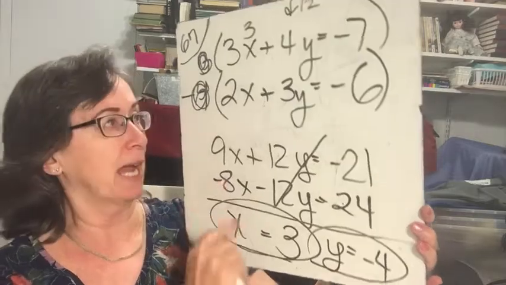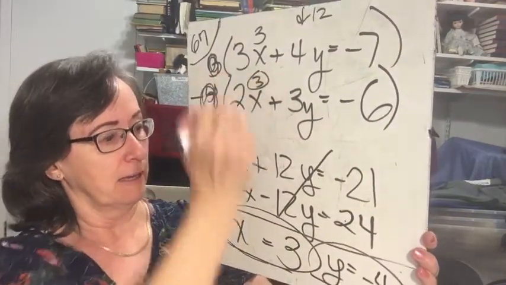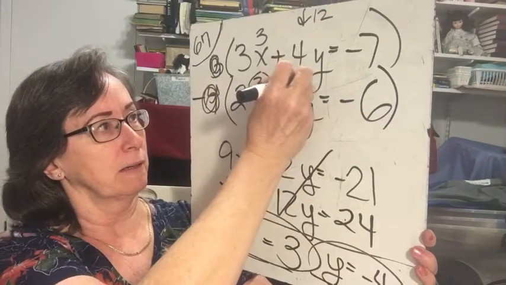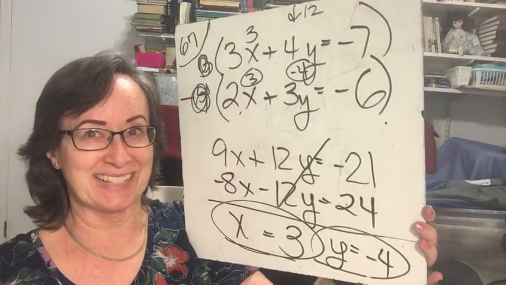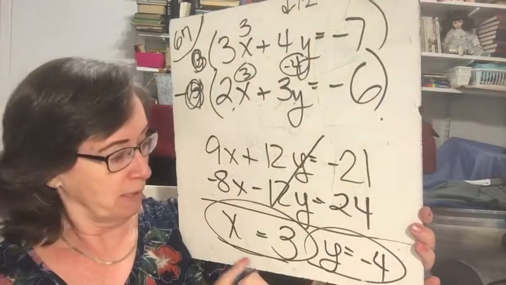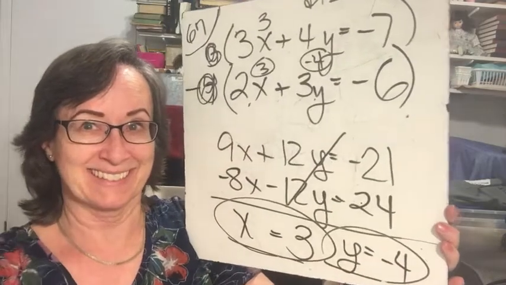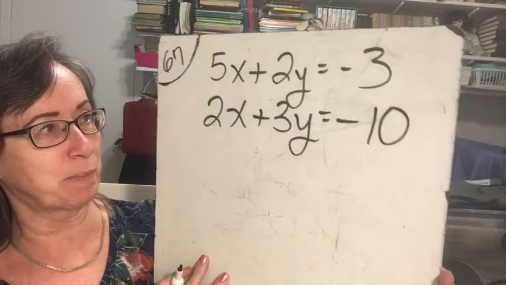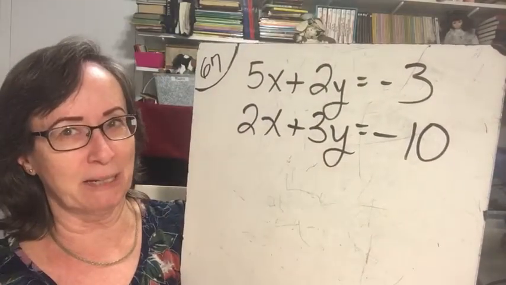Now we're going to check into this equation. So 3, negative 4, 6 minus 12 is negative 6, and that works. Therefore, my answer is confirmed to be 3, negative 4, the ordered pair. Last practice problem. Okay, so nothing's going to really work easily.